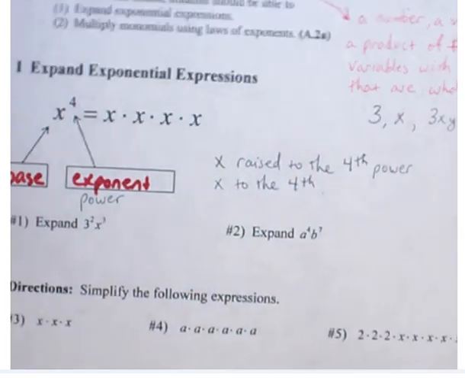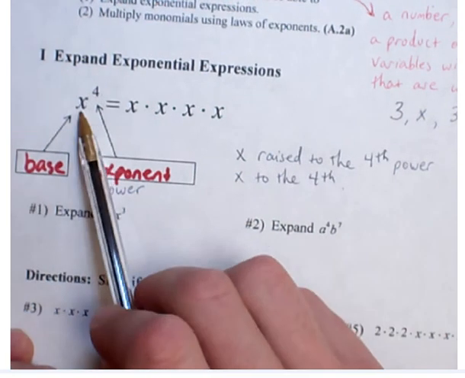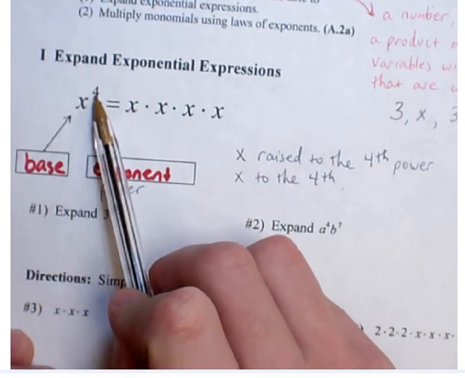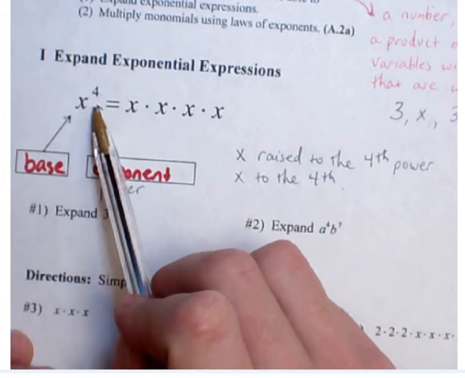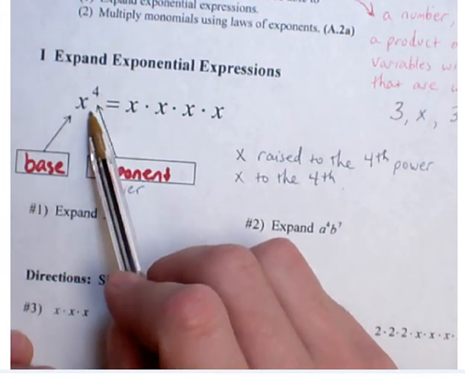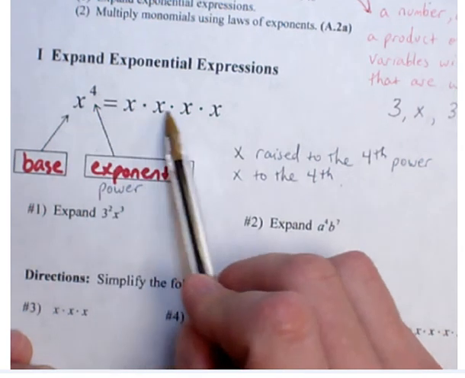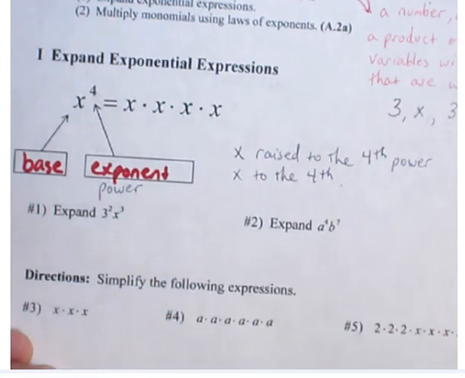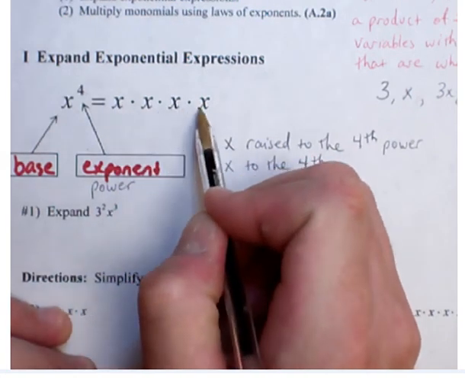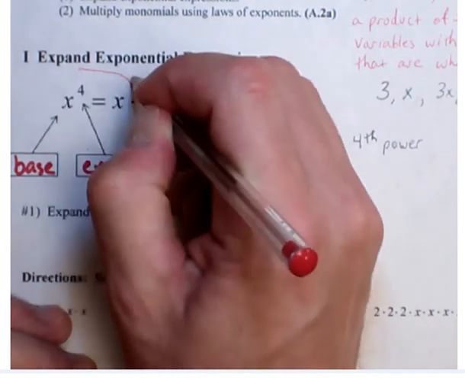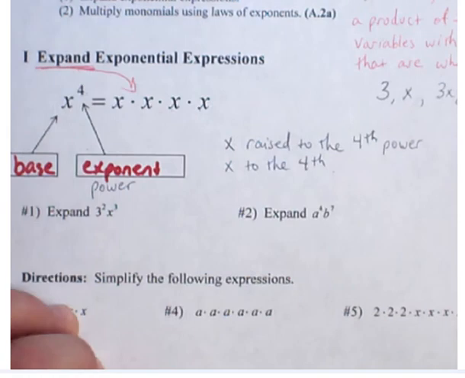So what that means is whatever your base is, you're going to multiply it by itself 4 times. The exponent tells you how often you multiply it by itself. So x to the 4th is x times x times x times x. Now when you write it out like this with all the variables multiplying, you expand it. That's what it means to expand it.